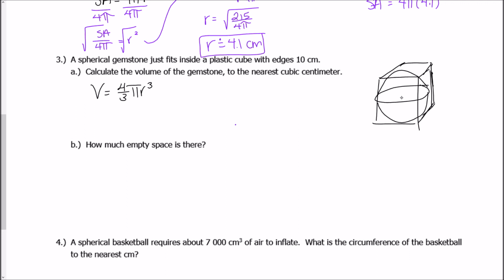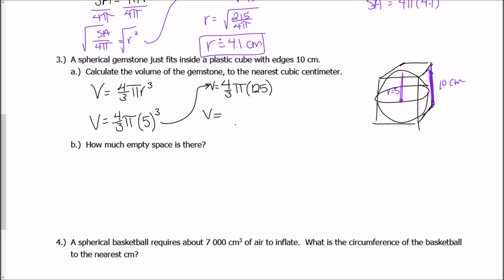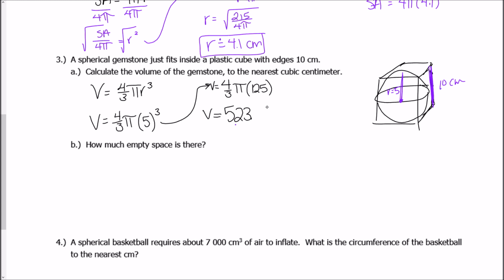And here, if you guys notice right here, we know that the edges of my cube are 10 centimeters, and I need the radius of my sphere, and that should be half of the edge of our cube because the diameter is 10, so the radius has to be 5. So I would just do 4/3 times pi times 5 cubed, which means 5 times 5 times 5, which is 125. So I'm going to say 4/3 times pi times 125, and I get about 523.6 cubic centimeters.